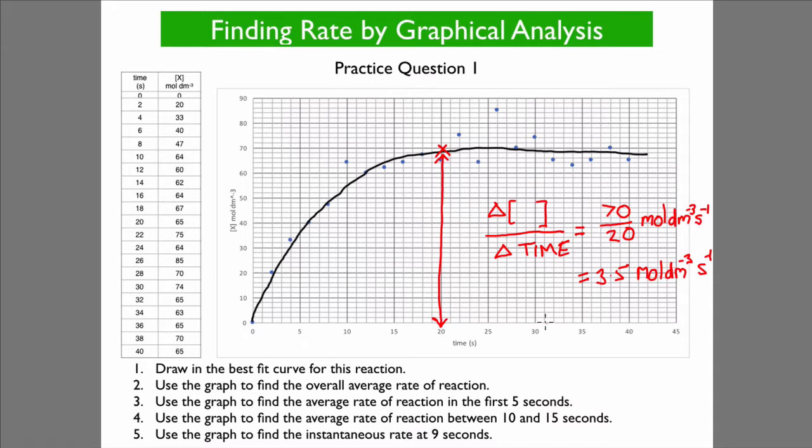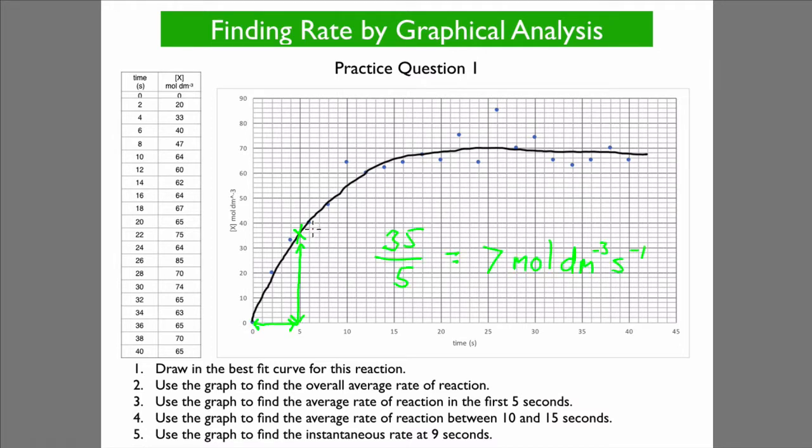Next, question 3, what does it want? It wants us to use the graph to find the average rate of reaction in the first 5 seconds. So you find the first 5 seconds there. Stick in the change in y, which is, as you can see, about 35 moles per decimeter cubed. The change in time is obviously 5 seconds. Do the math. You've got 7 moles per decimeter cubed per second.